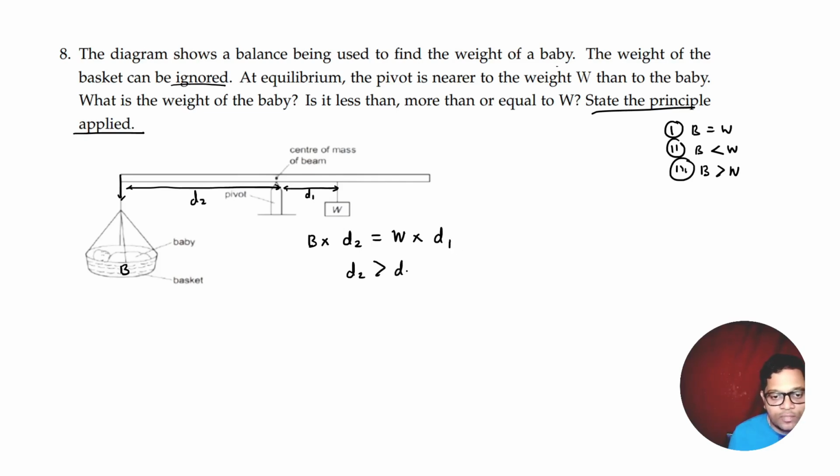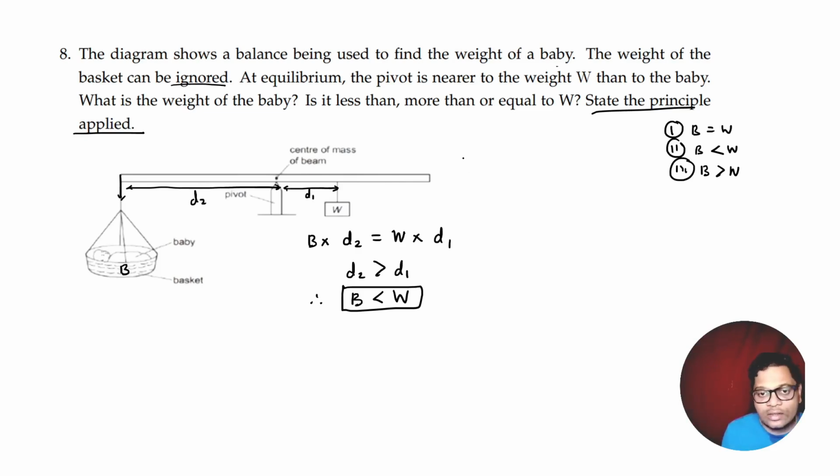So this is d1, and therefore b has to be less than w. Okay, so since the perpendicular distance is more, the force is less. That's the logic we have seen for a few reasons. Why do you prefer a spanner with a longer arm? If the distance is more, you will require lesser force.